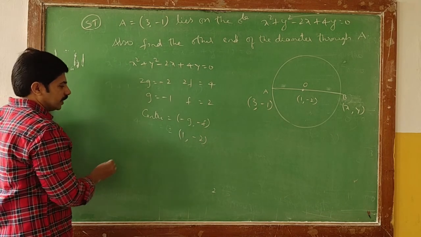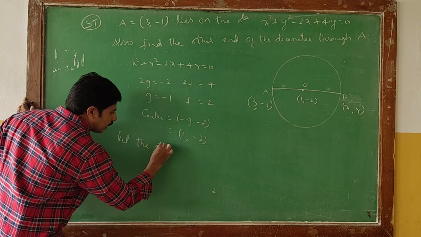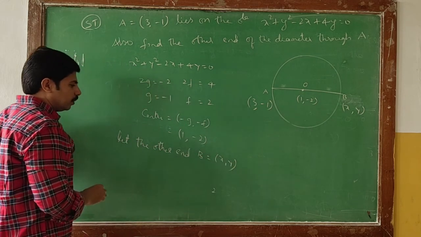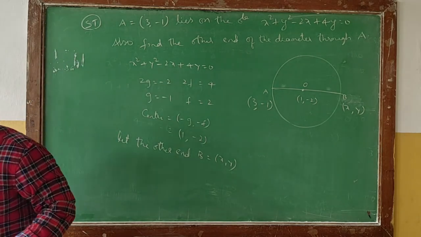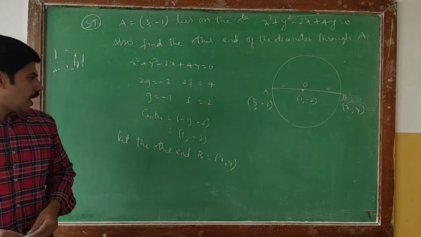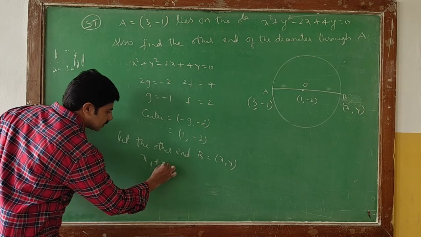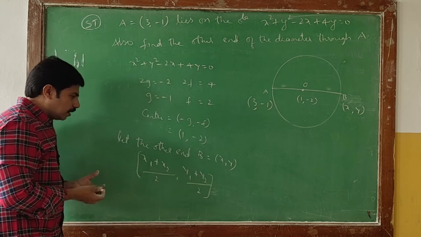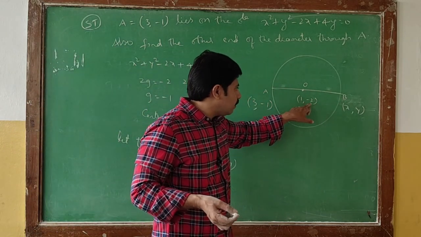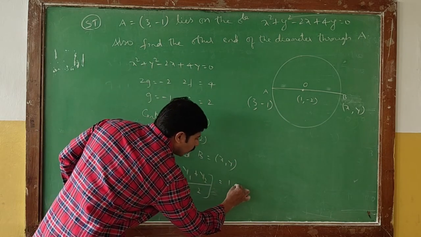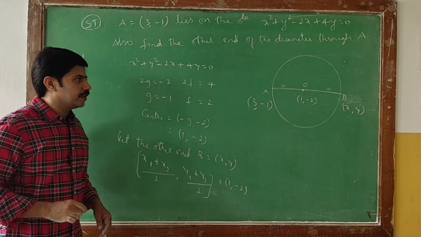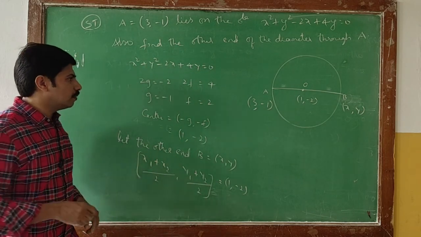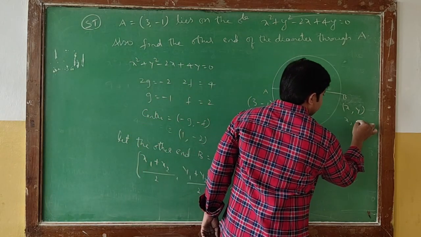First, we got the center. Now, let the other end B be (x, y). So now what I'll do is I'll use the midpoint, that means (x1 plus x2)/2 comma (y1 plus y2)/2. This is the midpoint of the line AB. But what is the midpoint of that line AB? (1, -2). So I equate it to (1, -2). Since (1, -2) is the midpoint and the center, to find the other end (x, y), I am using the midpoint. So now this is (x1, y1) and this is (x2, y2).